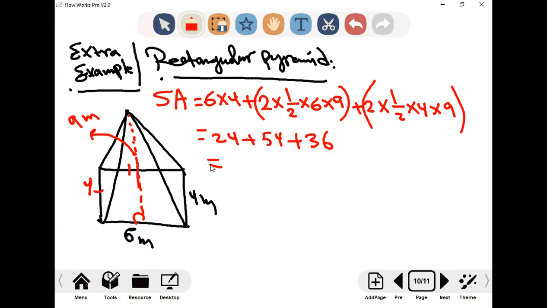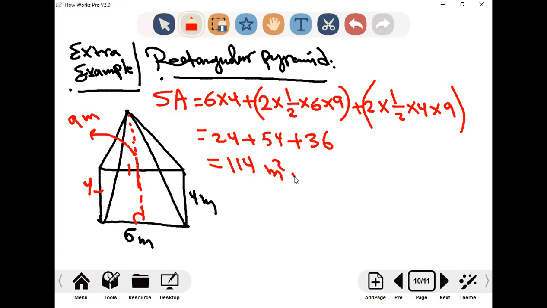Are you sure? 114 meters 40. Done. So if you have a square pyramid, we took the idea. If we have a rectangular pyramid, this is an extra example for you. How about if we have a triangular pyramid?